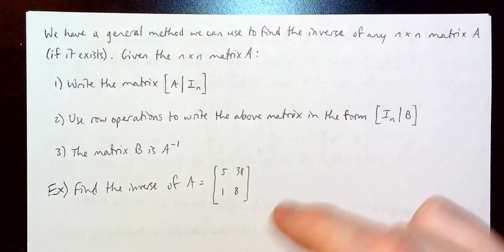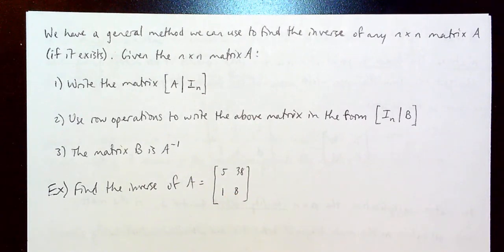You're going to use those row operations that we talked about all the way back at the beginning of this chapter to turn that matrix into the form of the n by n identity matrix, and then you're going to have some matrix after that. That matrix that you have after the n by n identity matrix, that is going to be the inverse of the matrix that you were given.